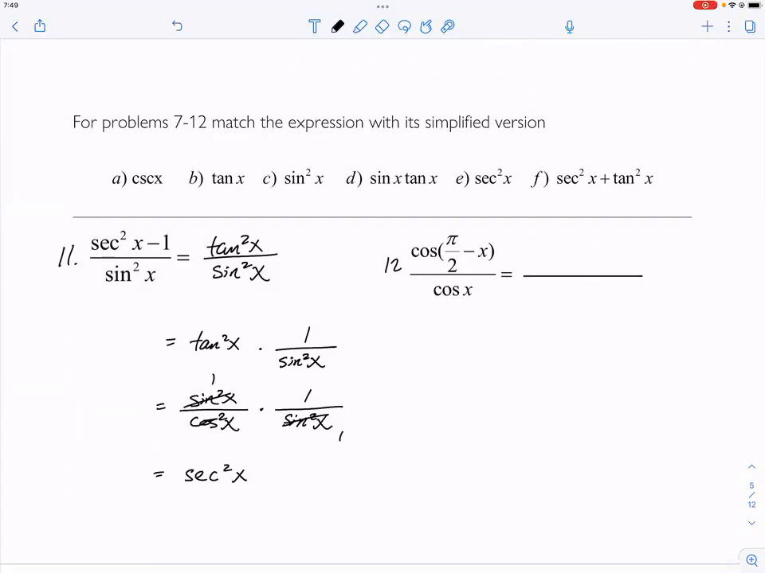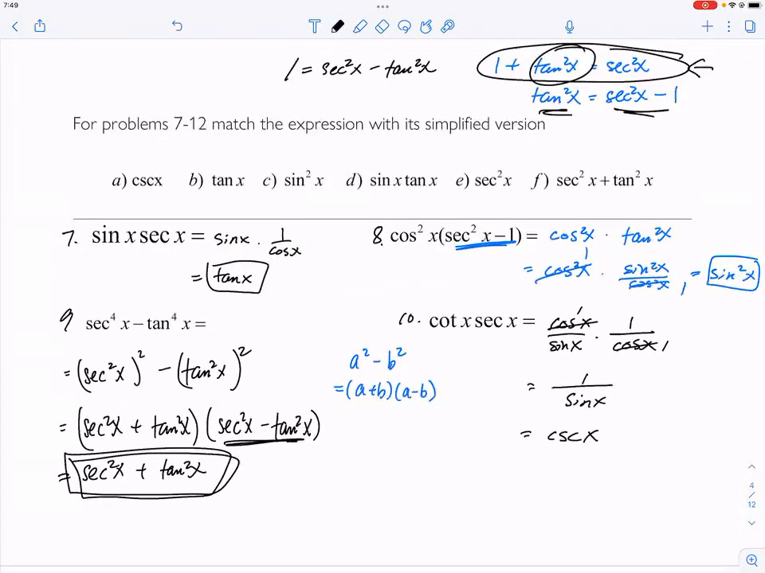Number 12. Also a very nice one. We talked about this complementary angle identity already. Cosine of pi over 2 minus x is sine x. And sine x over cosine x is tangent x. So choice B is the answer. So for questions 7 through 12, very straightforward. You just have to see all these identities and apply them.